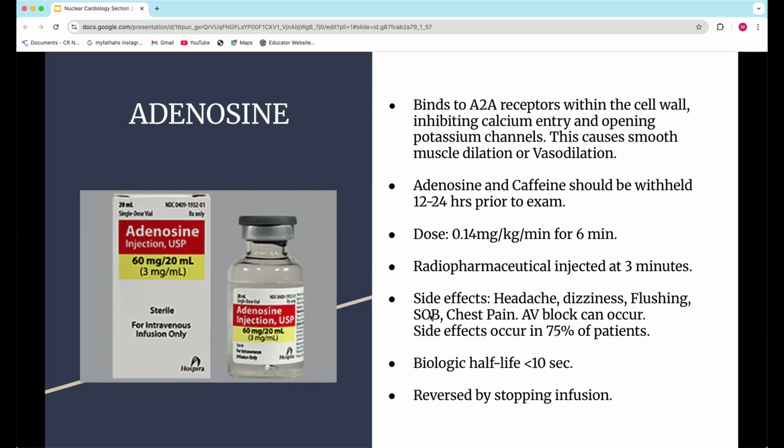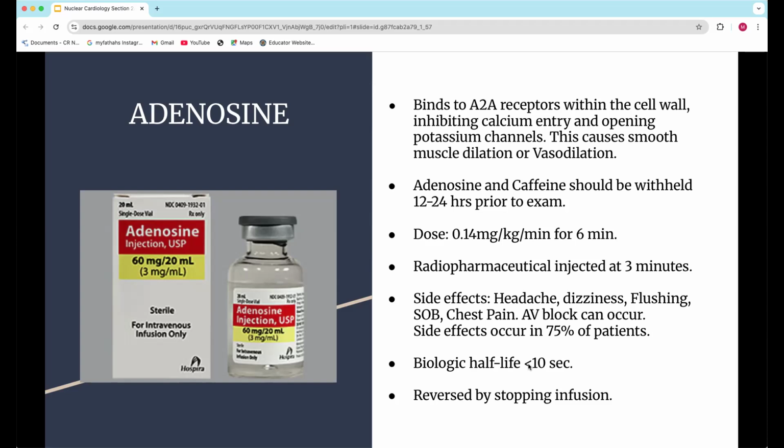And with this one taking 6 minutes to inject, they usually start feeling those effects pretty quick. And then it lasts for pretty much until you stop giving it. It kind of keeps it going. So it's kind of 6 minutes of not feeling great for your patient. So adenosine is not the funnest thing. It's not the best one to use. There's other ones that are better in terms of how it makes your patient feel.